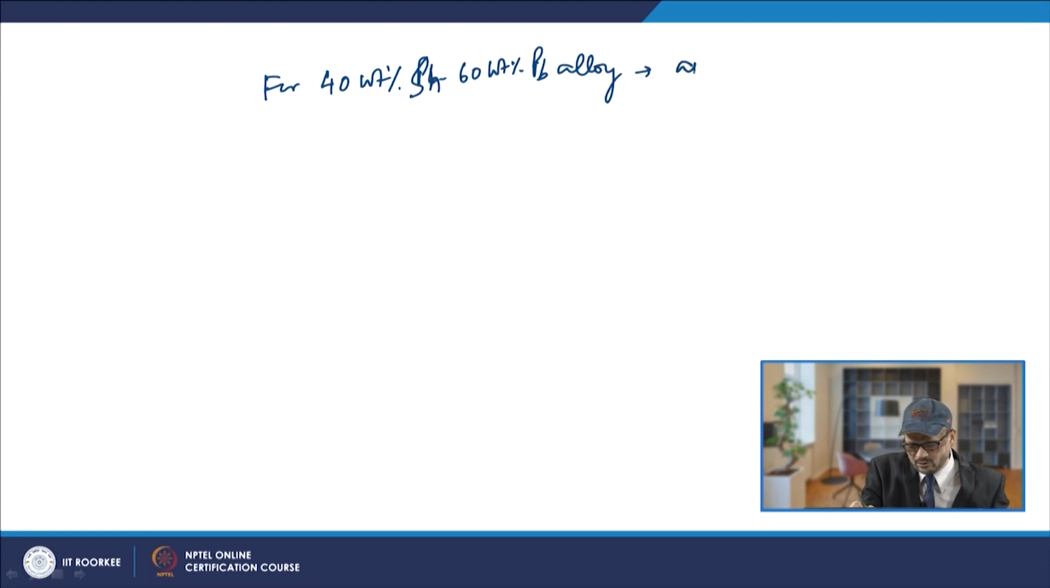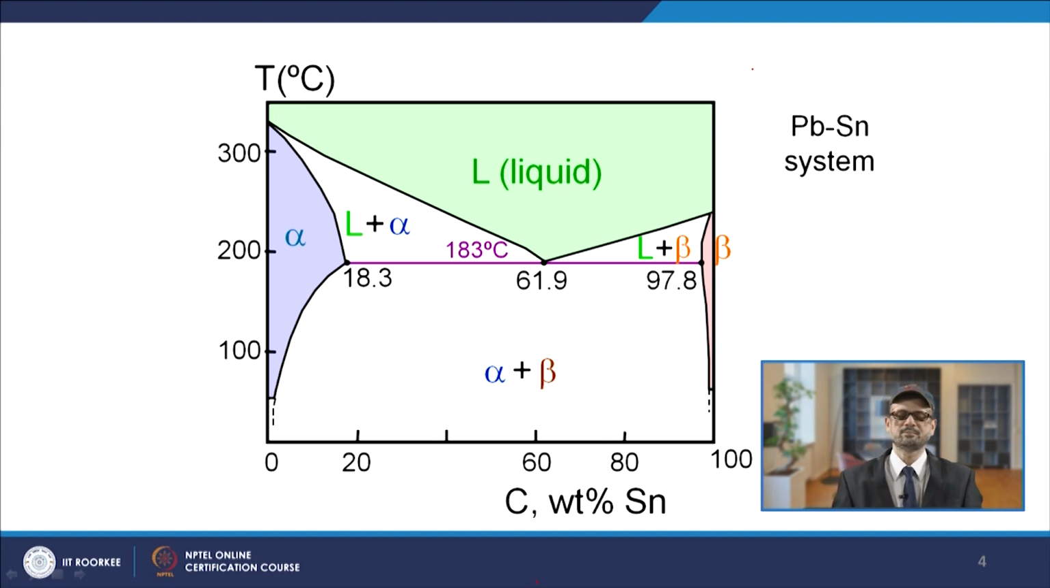Now, suppose you are asked to find for 40 weight percent Sn and 60 weight percent Pb alloy, and that is at 150 degree centigrade. In that case what you do is again refer to this phase diagram, and you are talking about 150 degree centigrade, so that will be somewhere here.